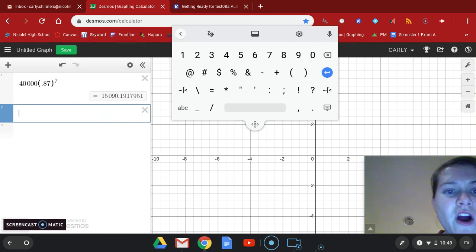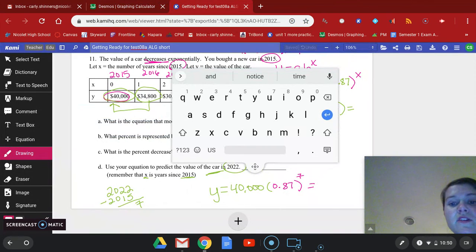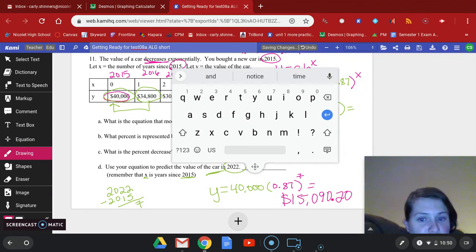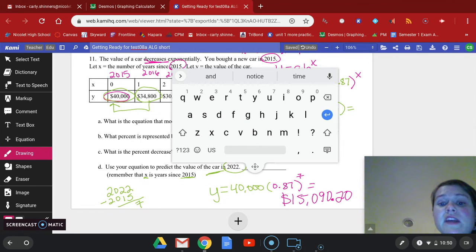So it looks like this car is going to be worth about $15,090 and about 20 cents. So $15,090 and 20 cents if I round that. All right, so in 7 years, it's going to go down quite a bit.